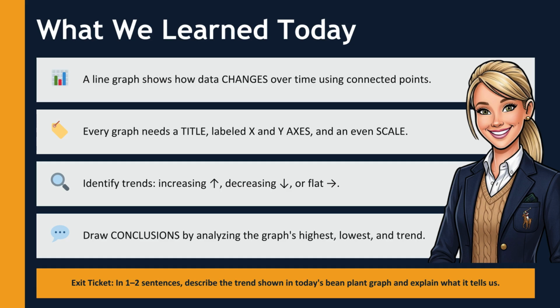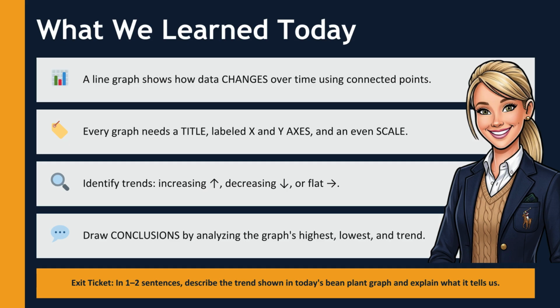Let's wrap up what we learned today. A line graph shows how data changes over time using connected points. Every graph needs a title, labeled x and y axes, and an evenly spaced scale. We can identify trends as increasing, decreasing, or flat, and we draw conclusions by analyzing the highest point, the lowest point, and the overall trend.